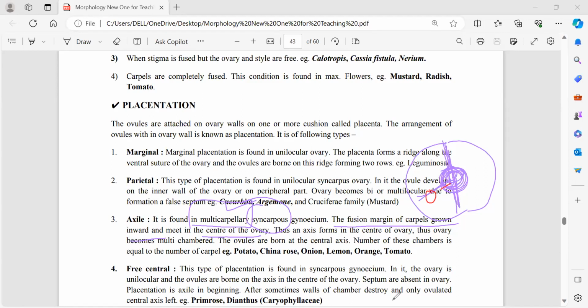When ovules are borne on this central axis, this type of placentation is called axial placentation. That is, ovules are borne on the central axis. The number of chambers is equal to the number of carpels. How many chambers would there be in this multicarpellary syncarpous ovary? That number of chambers will decide how many carpels have fused. For example, this is seen in potato, China rose, onion, lemon, orange, tomato.